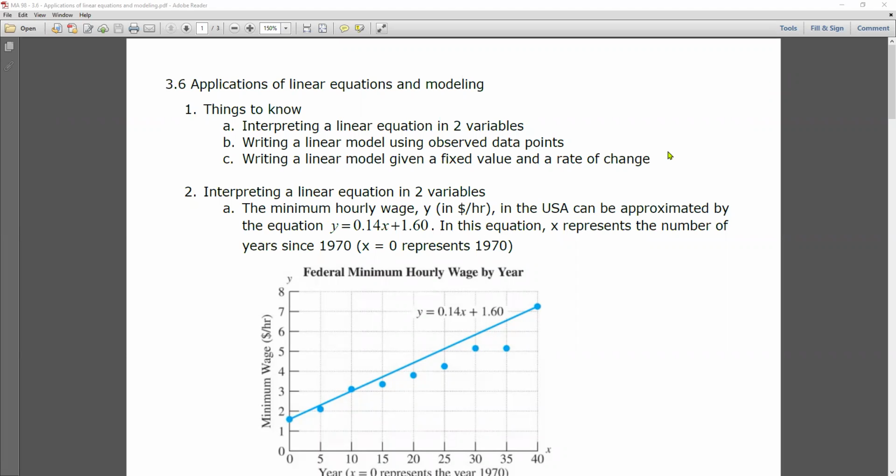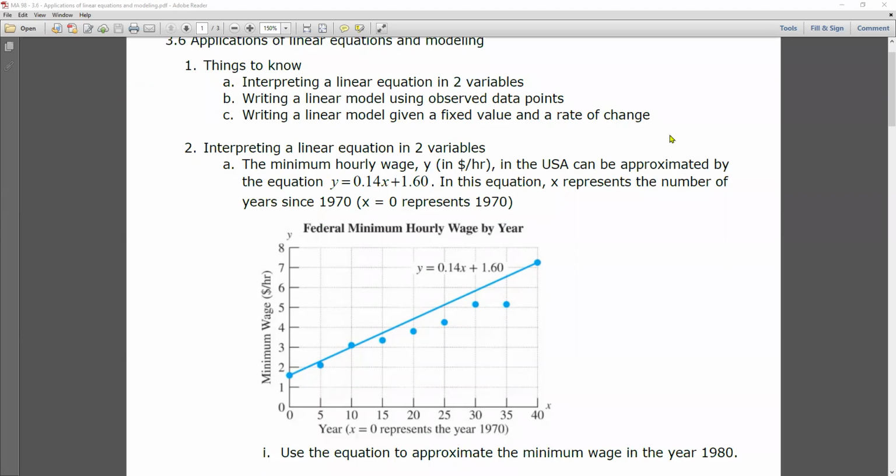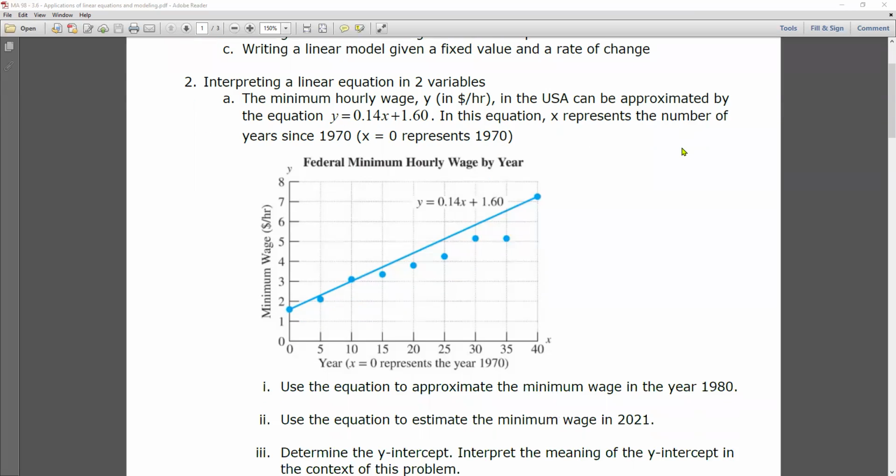Let's go ahead and look at number 2, interpreting the linear equation in two variables. Here we have a graph of the federal minimum wage by year along with the equation. The line we have here is called a best fit line. Sometimes the best fit line is not going to go through every single point, but we're going to use that to estimate. All right, so let's look at the description.